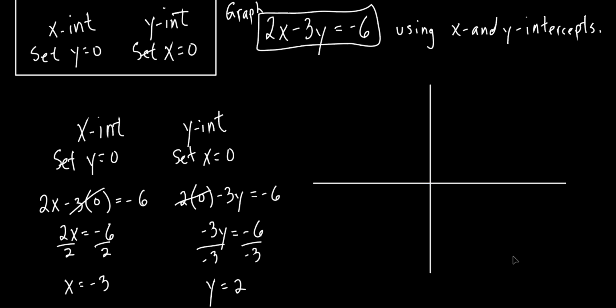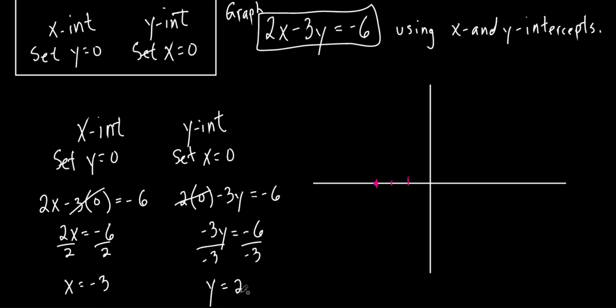Okay? And then, let's do it in a different color. Let's use this pink. I haven't used that in a while. Where is the x-axis going to be? Or what's the x-intercept going to be? At -3. 1, 2, 3. And put a point right there.